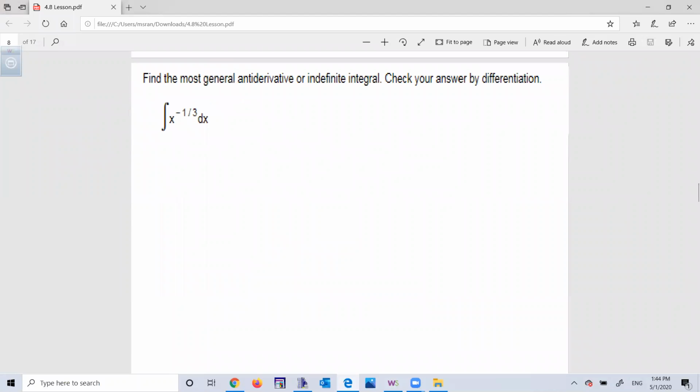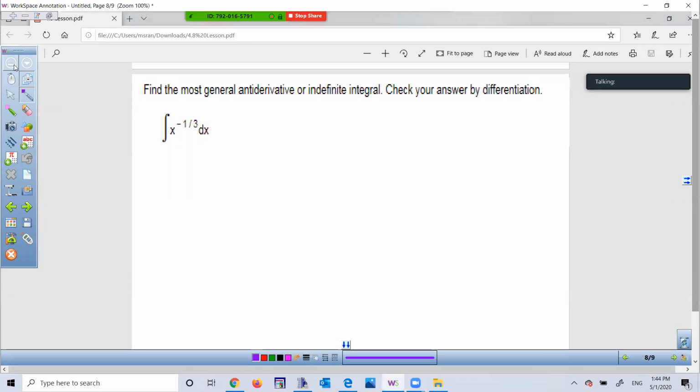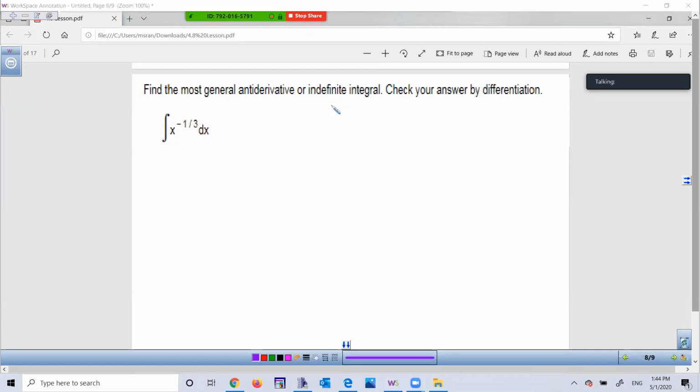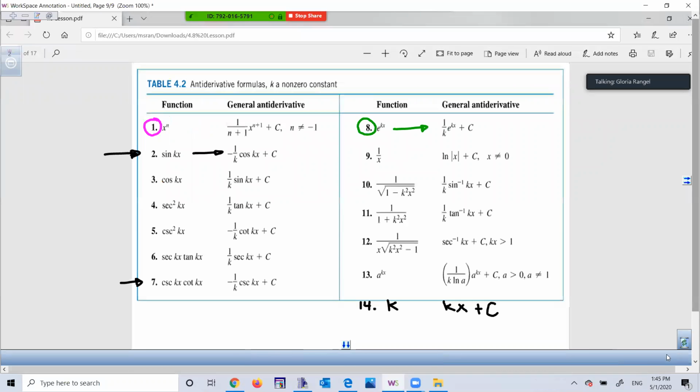So for this one, for example, find the most general antiderivative or indefinite integral. Okay, so first of all, what would I use for something like this? Well, if I go to the formulas, x raised to some number, that's what this is, right?